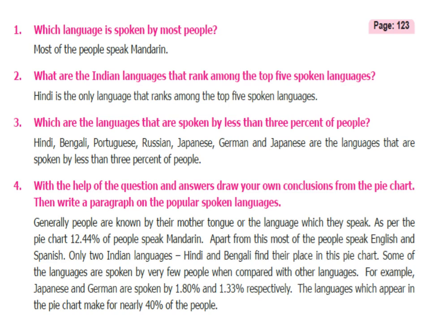Some of the languages are spoken by very few people when compared with other languages. For example, Japanese and German are spoken by 1.80% and 1.33% respectively. The languages which appear in the pie chart make up nearly 40% of the people.